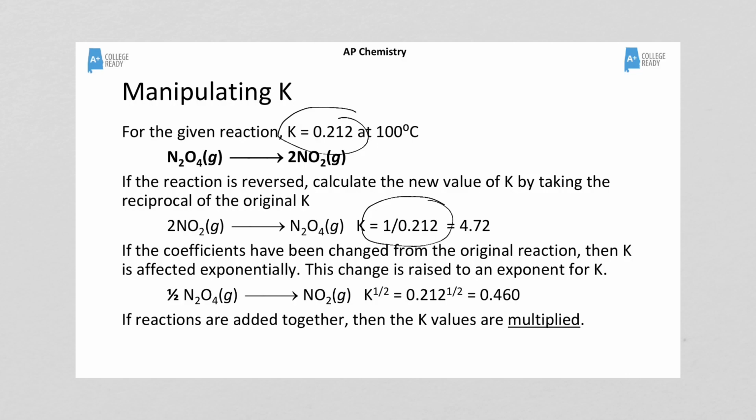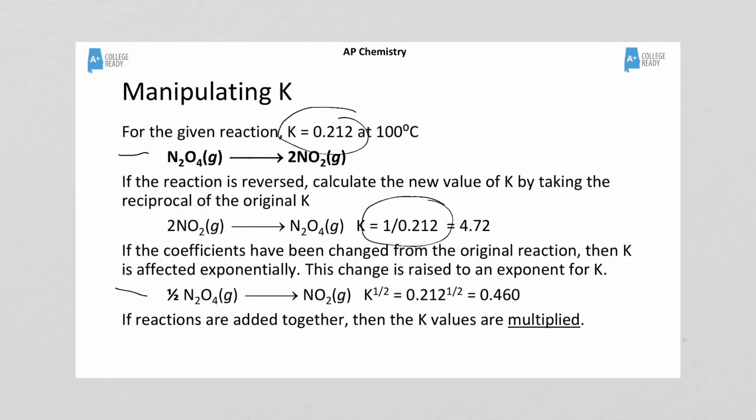Again, in Hess's law, we altered coefficients and we multiplied the delta H by the same amount. But with K, every coefficient becomes an exponent. So again, an exponential effect. If I take my original reaction and now I've taken half of all the coefficients, so I've taken half of the reaction, then whatever change I've done to the coefficients, I raise K to that power. So raising it to the half is like taking the square root. Do that in your calculator and you get 0.460.